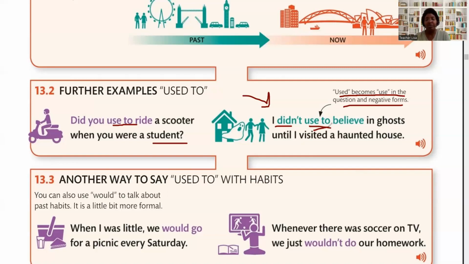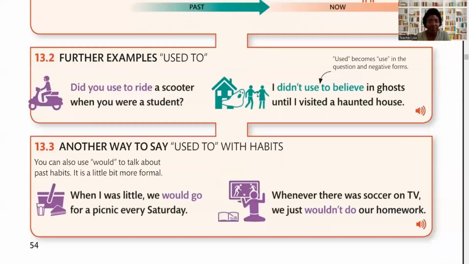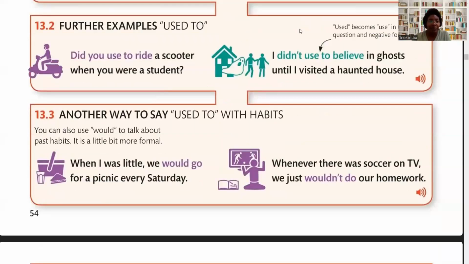Another way to talk about habits, let's look at our next example. Now, you can use "would" to talk about past habits. It's a little bit more formal. So let's see if we hear that it's more formal. When I was little, we would go for a picnic every Saturday. So it's the same idea as "used to", and you could still say "used to". It's just a little bit more formal. It's just another way to talk about habits in the past. So you can also say we used to go for a picnic every Saturday.